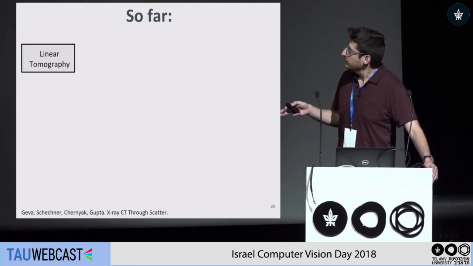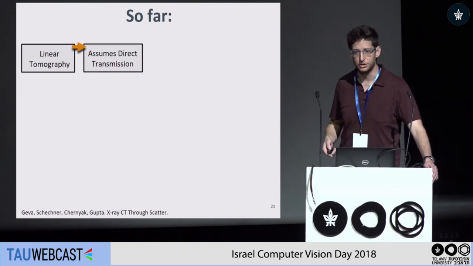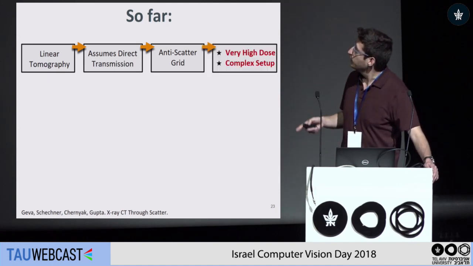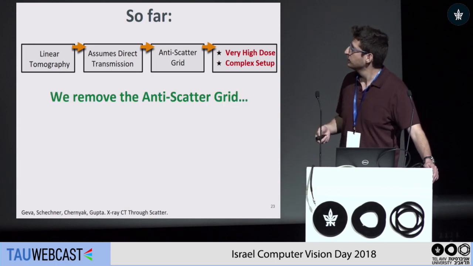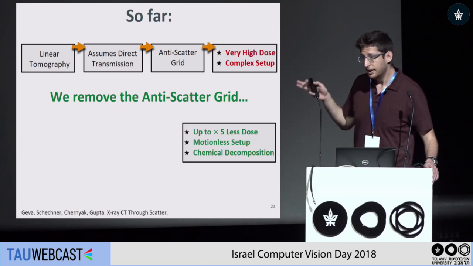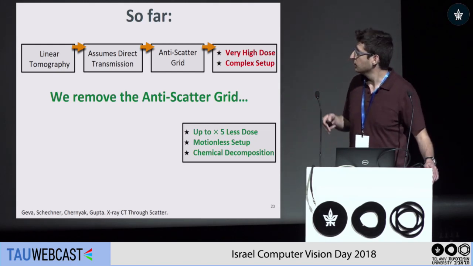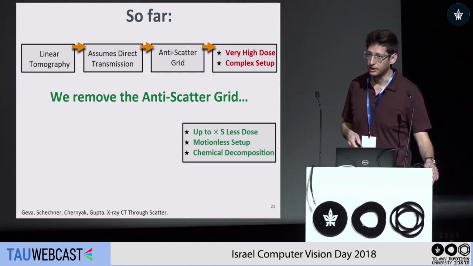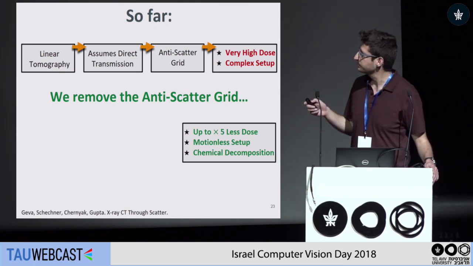So far we understand that linear tomography is where trouble begins. It assumes direct transmission, which requires an anti-scatter grid, which then leads to very high dose and a complex rotating mechanism. But if we remove the anti-scatter grid, we have indications that we can perform reconstruction with up to 5 times less dose. We can open the way for development of motionless setups, and we can do more than that. We can also do chemical decomposition, which we will talk about shortly.